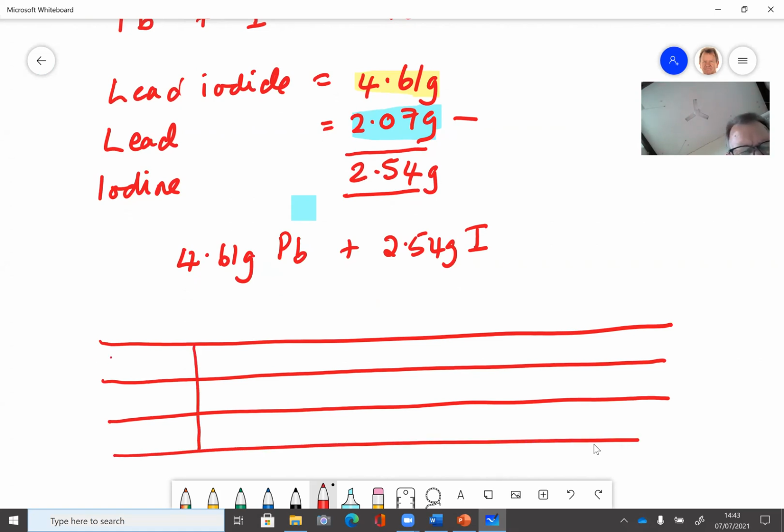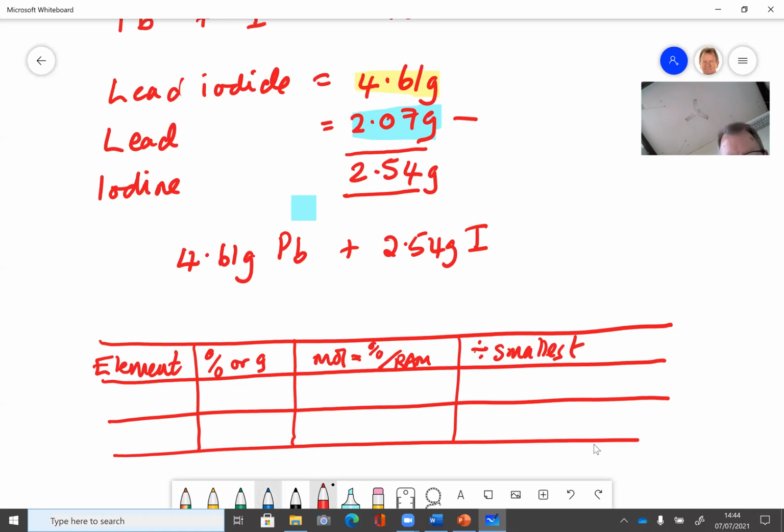In the first, I put the element. In the second, I put the percent or the grams. Sometimes they give you a percent, sometimes grams. Then I work out the moles, and that will be the percent over the RAM. And then I divide by the smallest.